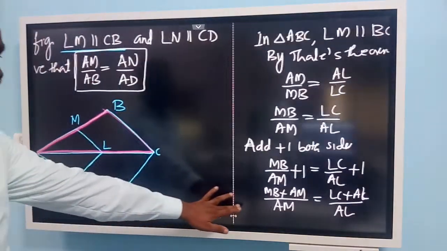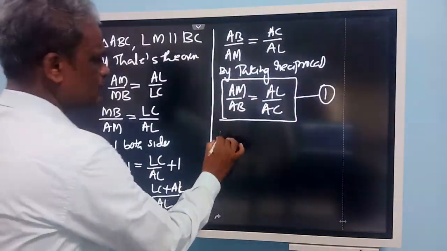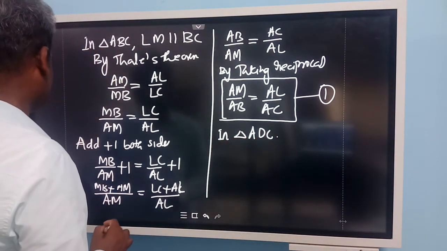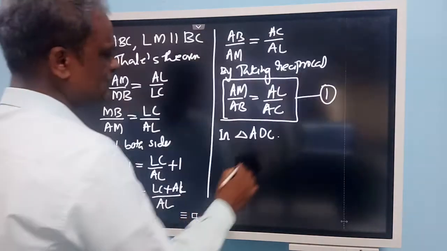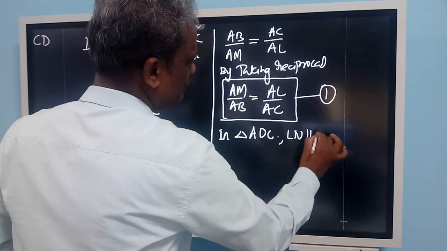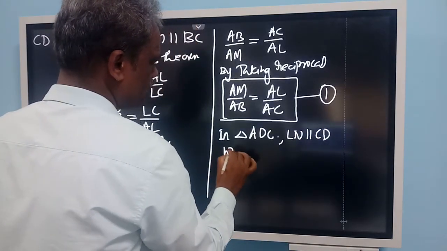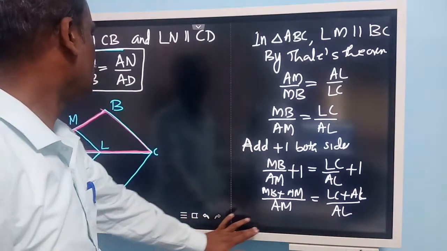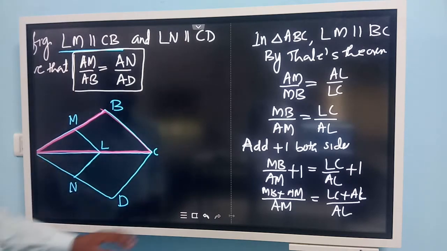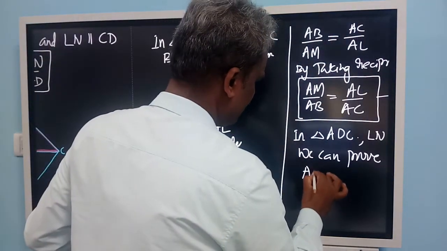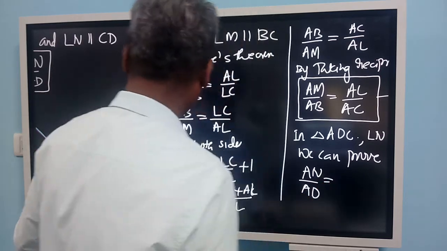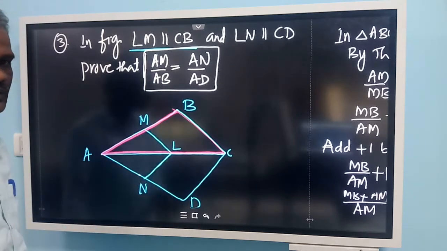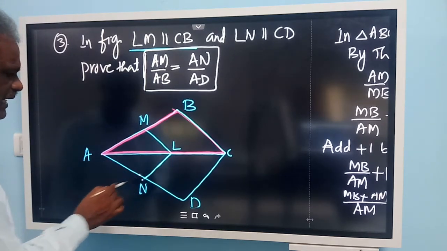Now similarly in triangle ADC, it is given that, what is given? LN parallel to CD. We can prove same way. AN by AD is equal to, what you can write here? AN by AD in this triangle. AN by AD is equal to, tell me what it will be equal to? Look at the diagram and tell.